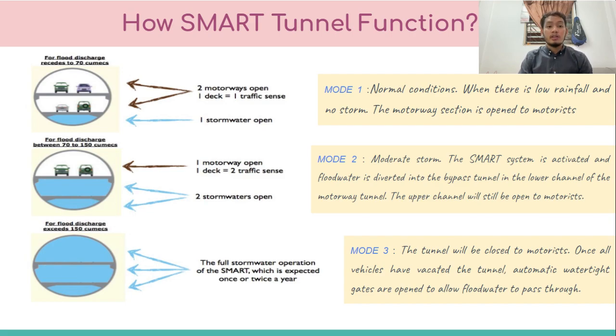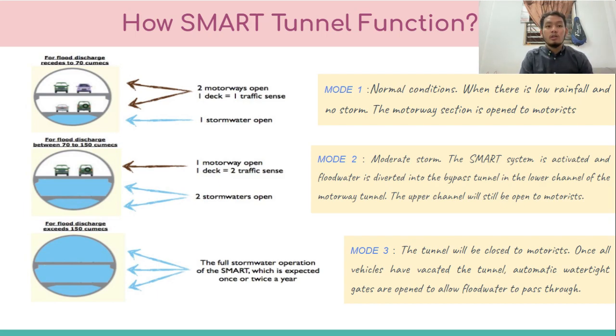Okay, next, how the Smart Tunnel functions. Actually, there are three modes the Smart Tunnel can be in. First mode is the normal condition, with low rainfall. The motorway section is still open to motorists, as we can see in the photo. Next, mode 2. Mode 2 is moderate storm. When there is a moderate storm, the smart system is activated, and the flood water is diverted into the bypass tunnel in the lower channel of the motorway tunnel, and the upper channel in the tunnel will still be open to motorists, as we can see in the picture.